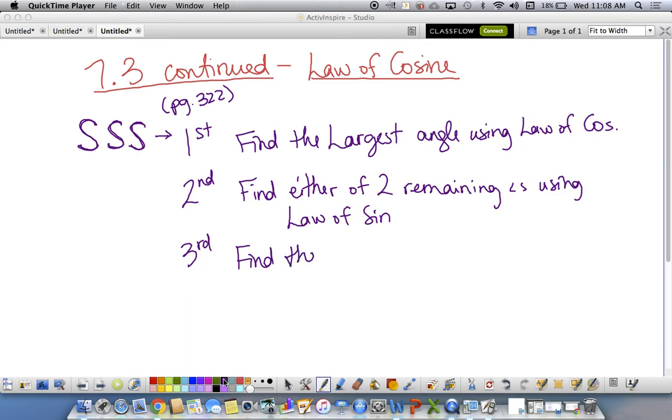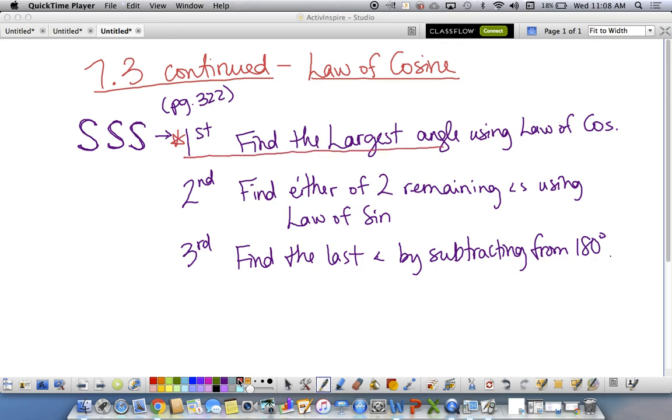Third, find the last angle by subtracting from 180. So in this one, the biggest piece is the first step. Find the largest angle.